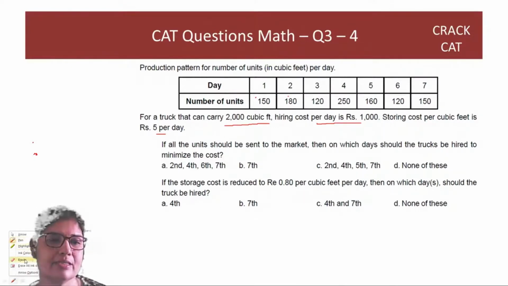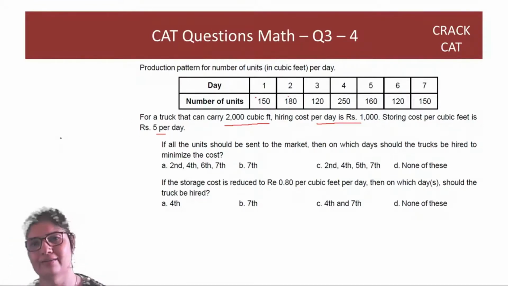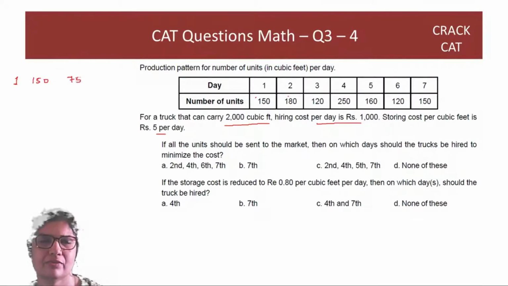Whenever the storing expense is more than the hiring expense, that is when you will hire the truck. So let's see what I mean. On day 1, you have 150 units. What is going to be the storing cost for this? 750. So it makes sense to store it because the hiring of a truck, 1000, is more expensive than storing it, so you'll store it.